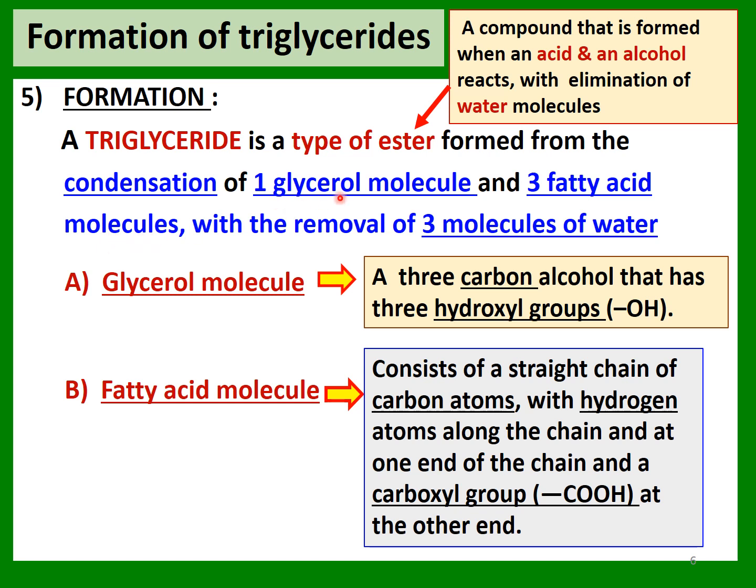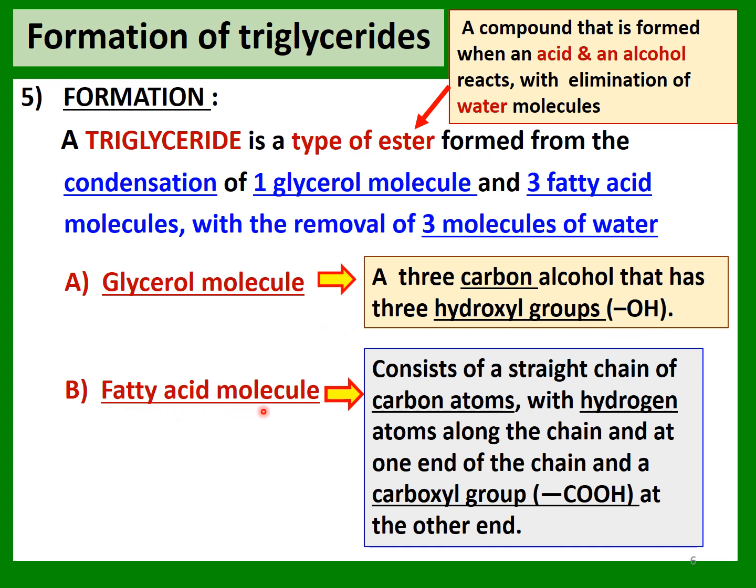So what is a glycerol molecule and what is a fatty acid molecule? Let's look at how it is defined. A glycerol molecule is a 3-carbon alcohol that has 3 hydroxyl groups, OH groups. Only 3 carbons in the alcohol, and these 3 carbons are linked to 3 hydroxyl groups. We will see this in the next few slides, so don't worry about that.